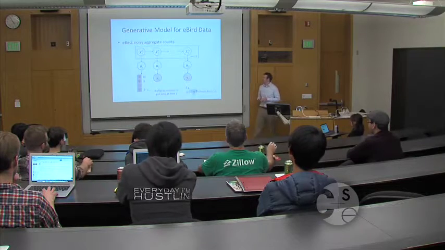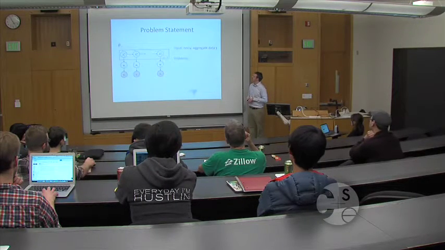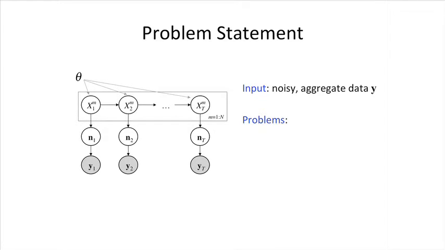Okay, so what we have is a generative model for eBird data. So what is the problem that we want to solve now? It's actually the same problem as before, fundamentally. We have this noisy aggregate data Y. These are eBird counts in different grid cells. And what I want to do still is learn these model parameters. These are the parameters for the individual Markov model for how birds are moving around. So this is the fundamental problem now. I want to find the parameters theta to maximize the probability of my data Y given theta.